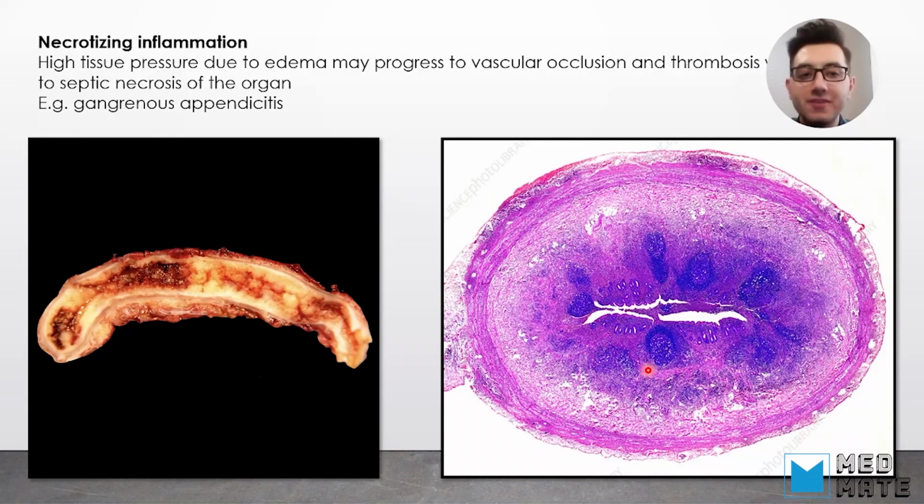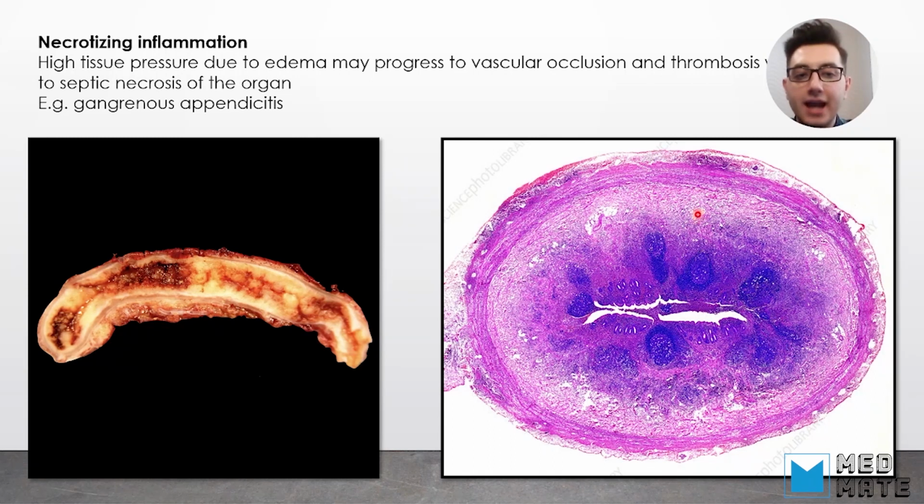Another form of acute inflammation is necrotizing inflammation. What you know is that when there is necrosis, after necrosis there is a pooling of neutrophils, and acute inflammation happens in order to get rid of all of that debris. Now, high tissue pressure due to edema may progress to vascular occlusion and thrombosis, which leads to septic necrosis of the organ. You can see here the appearance of acute appendicitis.